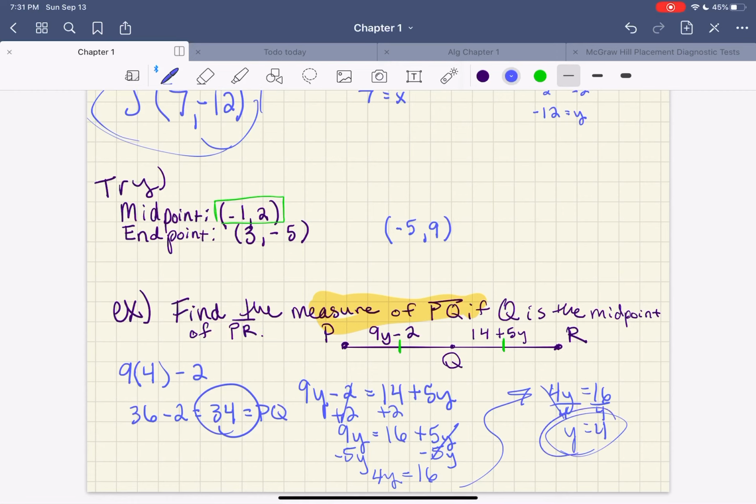It's going to be very, very sad if you put 4 because I can't give you full credit. Even though you did everything right, you forgot to look back at the question, okay? So 34 is the answer that you are looking for there.